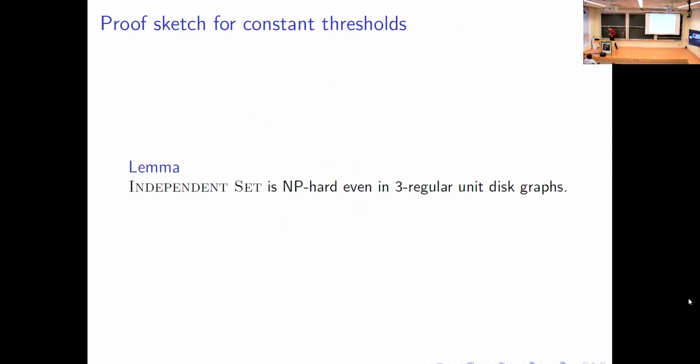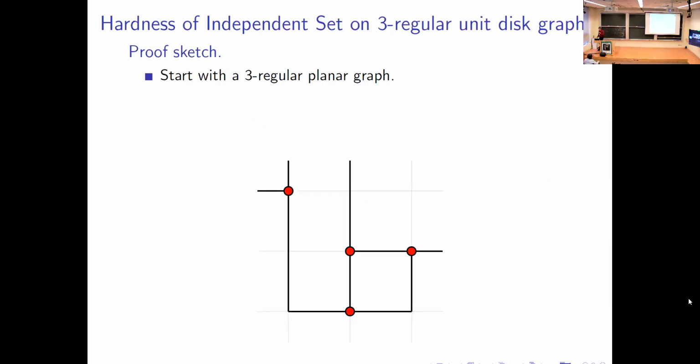What we do is pretty much follow the same scenario, but we first need to show an auxiliary lemma that independent set is NP-hard in 3-regular unit disk graphs. So how do we solve that? We start with the independent set on 3-regular graphs. Because the graph is 3-regular, it has degree at most 4, and there's a theorem that you can always draw the planar graph by embedding the points into the grid and drawing the edges as straight line segments.